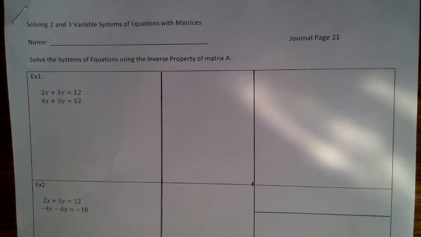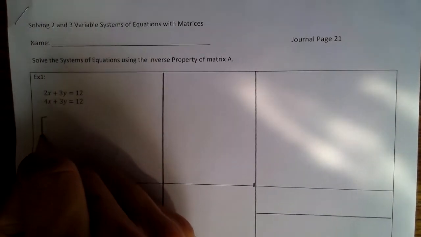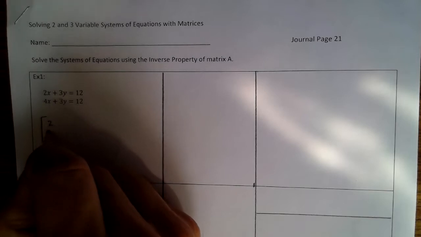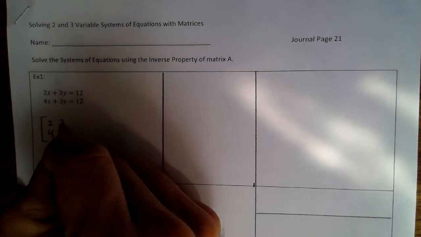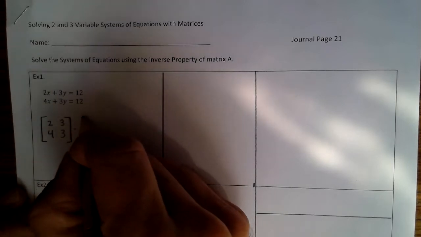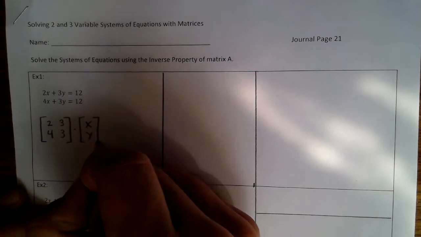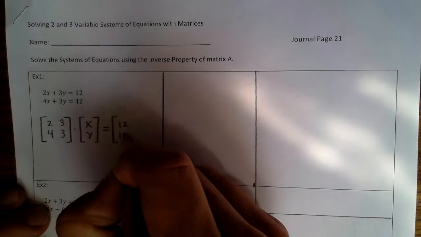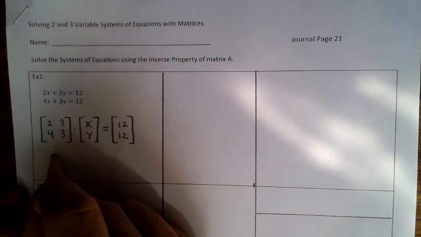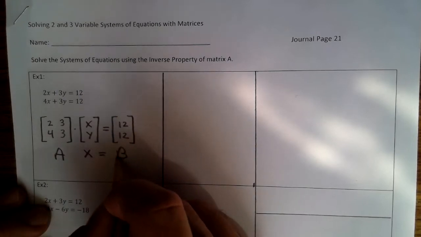Okay, solve the system of equations using the inverse property of matrix A. We need to write this as AX equals B. So the matrix 2, 4, 3, 3 times X, Y equals 12, 12. So now we have AX equals B.